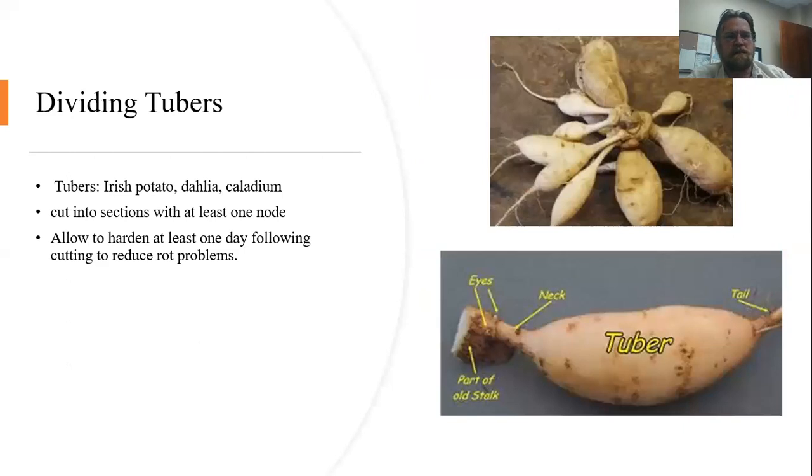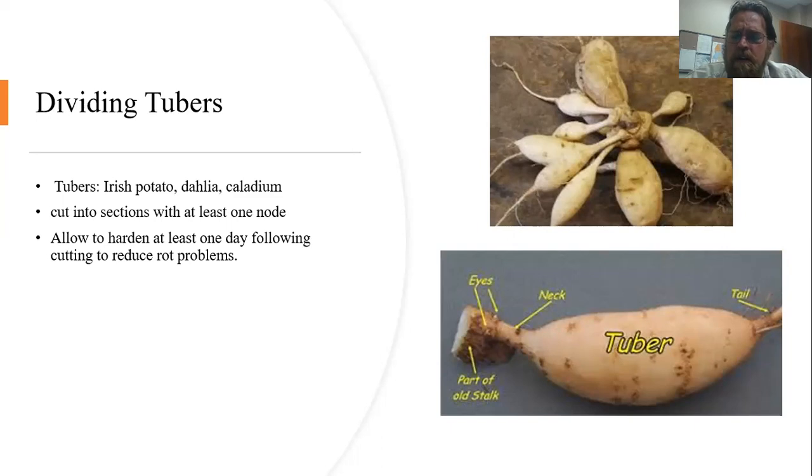Tubers, of course. The first thing I normally think of when I think of tubers is the Irish potato, because we all do that in school. But other plants that would be tubers include dahlias and caladium. With tubers, what we want to do is just cut it into sections, making sure that we have at least one node on there. You can see the pictures of the dahlia there being separated. You want to make sure that you have those eyes on that tuber, because that is, of course, where you're going to see the growth of that plant coming off that section of tuber.